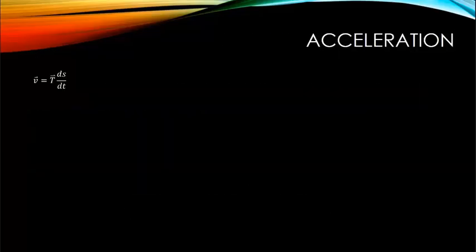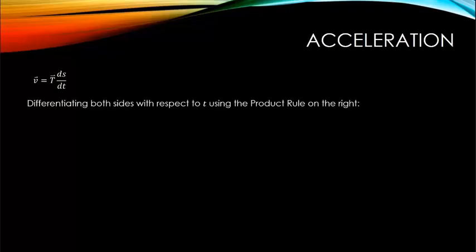Now, starting with this expression for the velocity and knowing that the acceleration is the derivative of the velocity with respect to t, I simply differentiate both sides with respect to t, and I have to use the product rule on the right. My acceleration vector will be given by the derivative with respect to t of the velocity vector, which is equal to the derivative with respect to t of the unit tangent vector times ds/dt plus the unit tangent vector times d²s/dt².